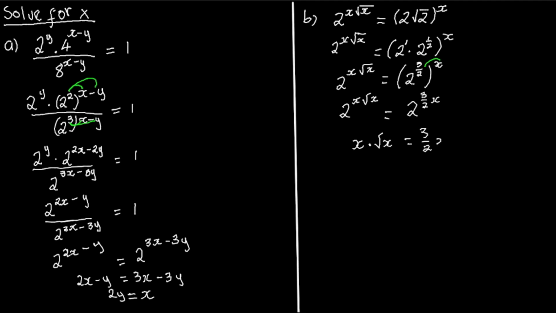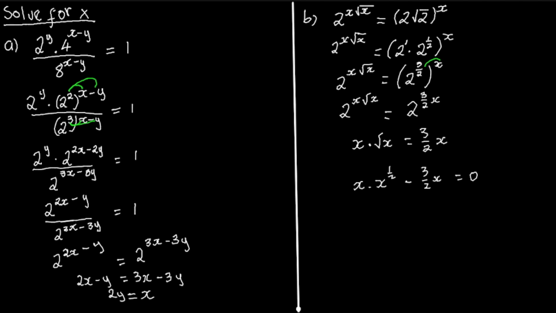So in this case, we are going to have x multiplied by the root of x equals 3 over 2x, right? So in this case, we know that we have x multiplied by x to the power of 1 over 2. Then when we take this x to the other side, we are going to have minus 3 over 2x equals 0.